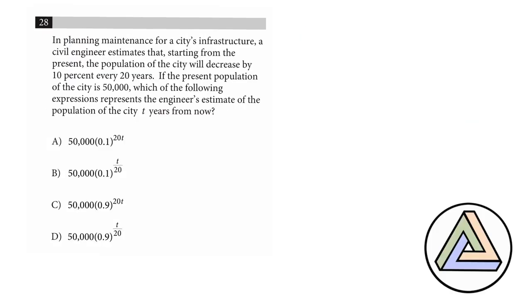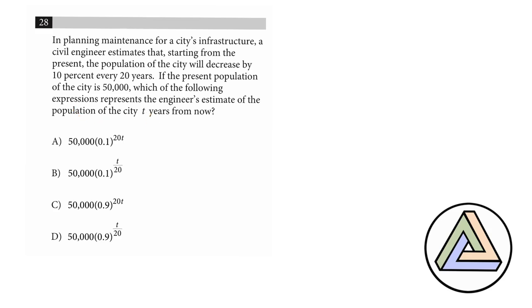Okay, in planning maintenance for a city's infrastructure, a civil engineer estimates that starting from the present, the population of the city will decrease by 10% every 20 years. If the present population of the city is 50,000, which of the following expressions represents the engineer's estimate of population of the city T years from now?